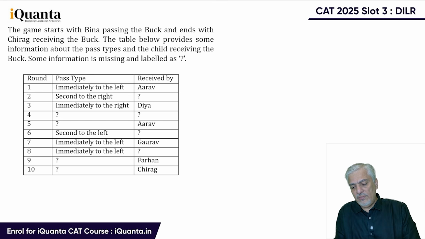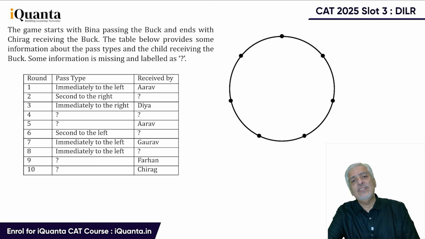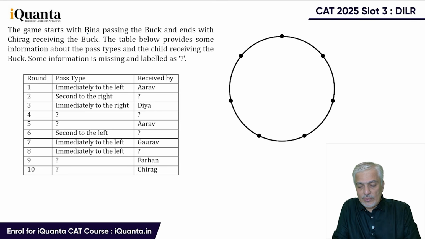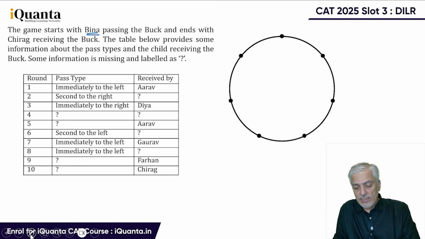So now this is what I have created over here based on the data that is given. I've just taken the data down over here, and this is the circular arrangement which I'm going to try and make. So we know that the game was started with Bina and Bina was passing the buck, right? So let's work on that. Bina was passing the buck.